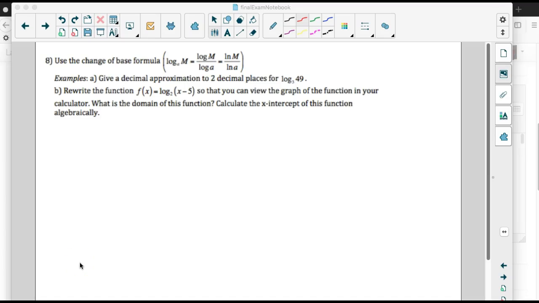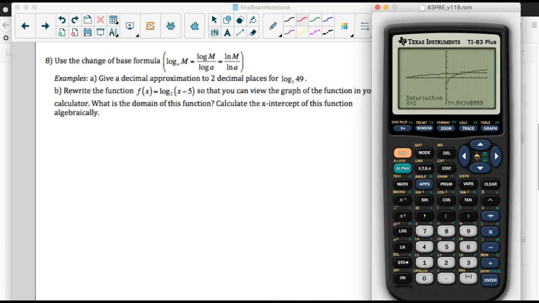Okay, in this video we're solving problem 8 on the final exam review for Math 111. We're using the change of base formula. This is how we evaluate logarithms that are not already on the calculator. If you look at the calculator, we basically have two logarithms. We have log, which is log base 10, and ln, which is log base e.